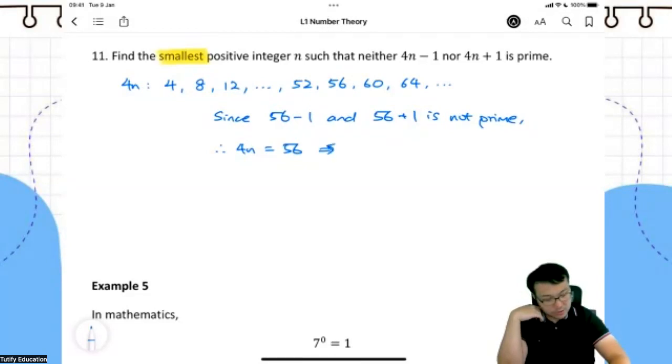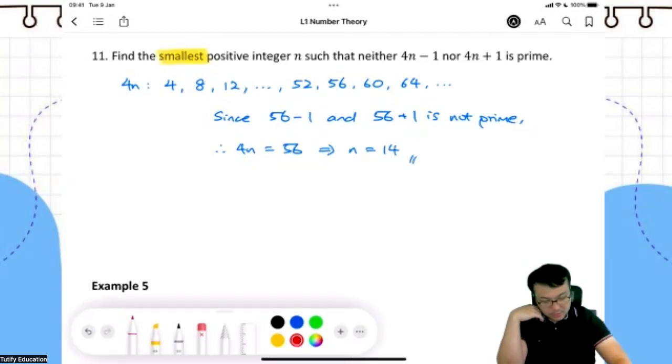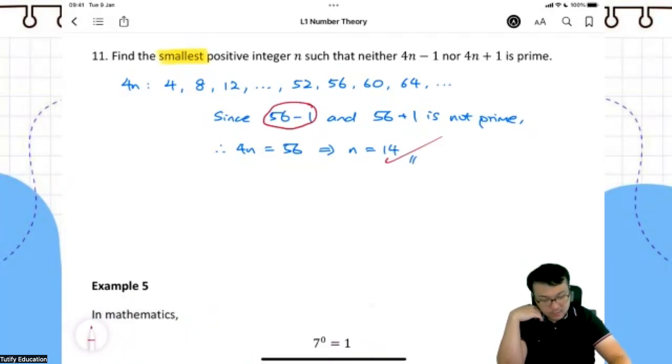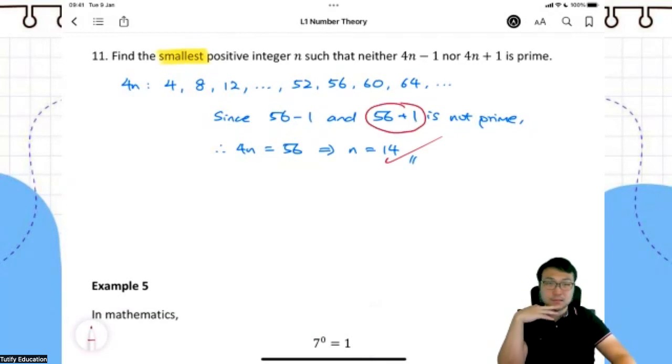Okay, therefore, 4n equals 56, which leads us to conclude n should be 14. Students, this will give you 55, right? It's not a prime number. Huh? This will give you 57, right? Is 57 a prime number, students?